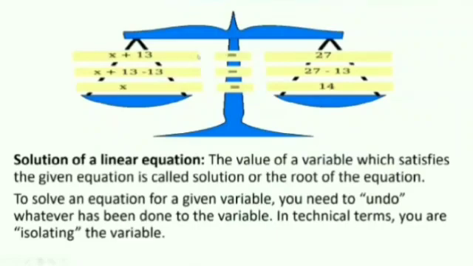Here in this picture, you can see on the left hand side, we have x + 13 = 27. So, in order to isolate x, here 13 is added, so we'll subtract 13 from both the sides and the value we are getting for x is 14.